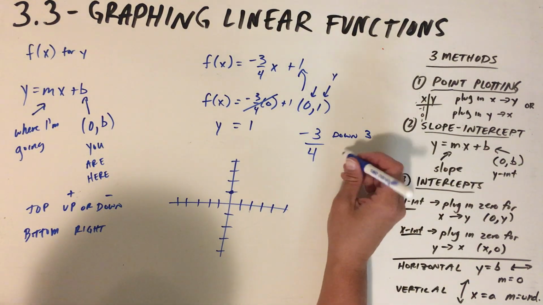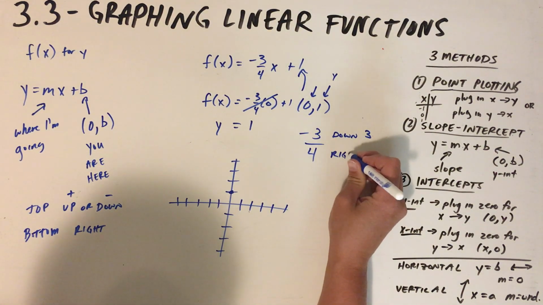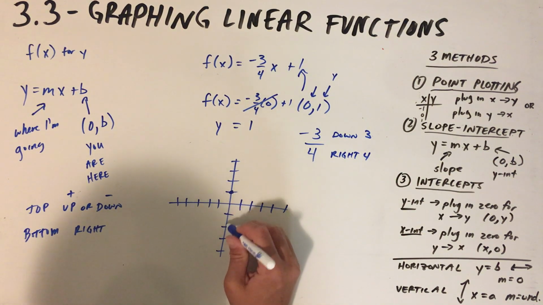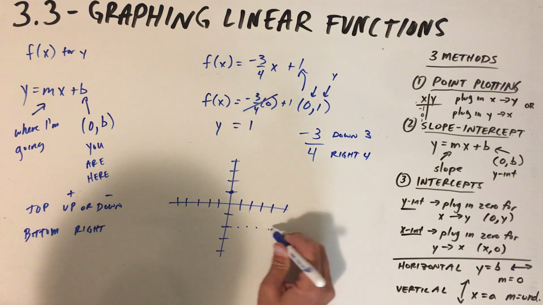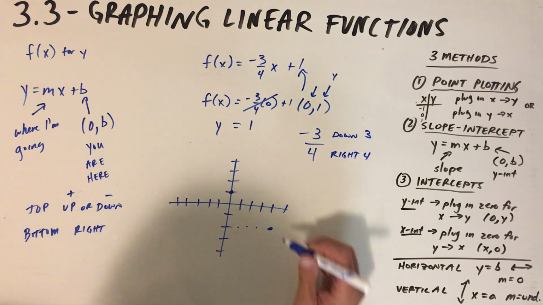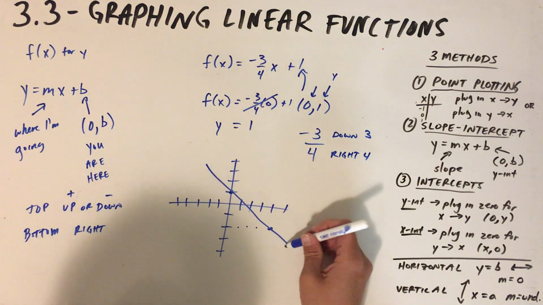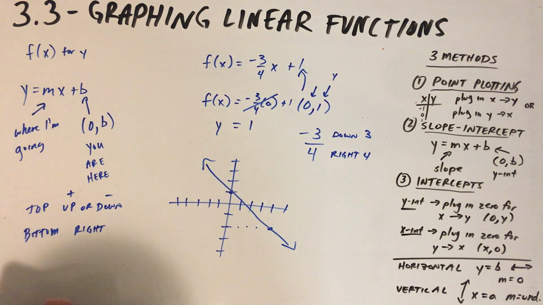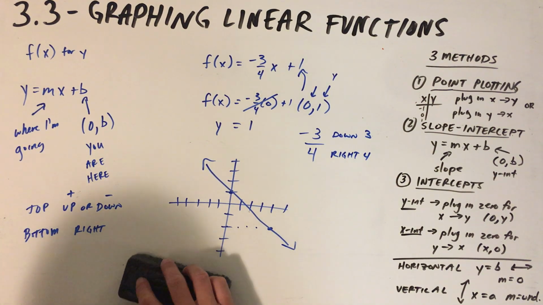So this is going to be down 3 and right 4. From right here, I'm going to go down 1, 2, 3 and right 1, 2, 3, 4. So this is my next point on this line. From there, I'm just going to connect these dots. So this is how slope-intercept form works. Again, we'll talk more about slope in the next section, so this will become a little more clear. Let's graph one more in slope-intercept form so we can see how this works.